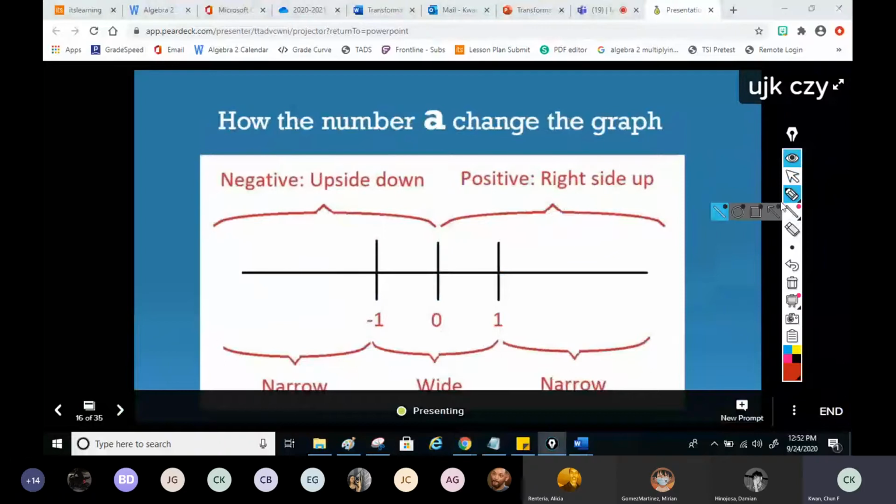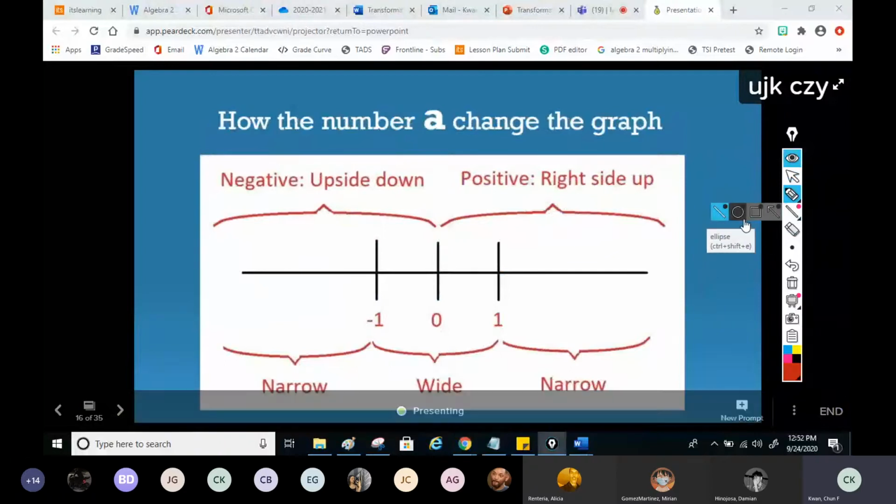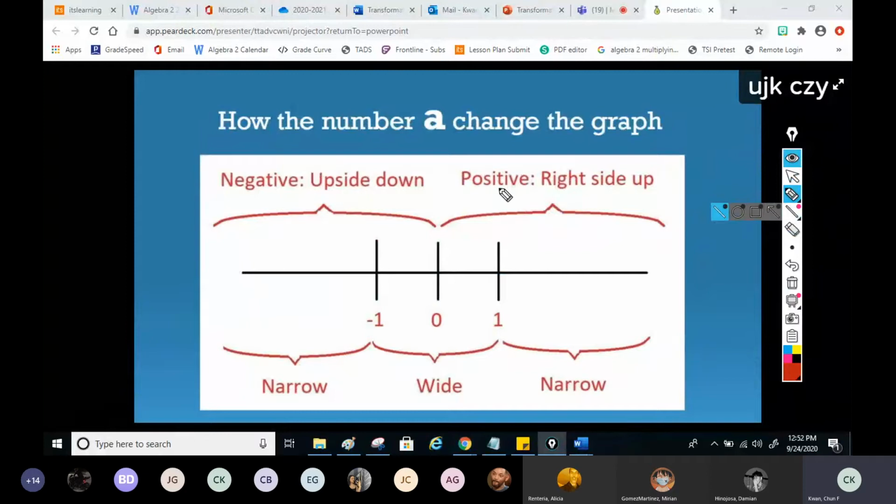All right, right here, let me give you a summary of everything that we have learned today: how the number A changes the graph. Right here, you have a number line, and on this number line, you have to think about what number A is. If A is a positive number, it is right side up. You are looking at a graph that looks like a letter U. If A is a negative number, the graph is going to be upside down like this. It becomes upside down.